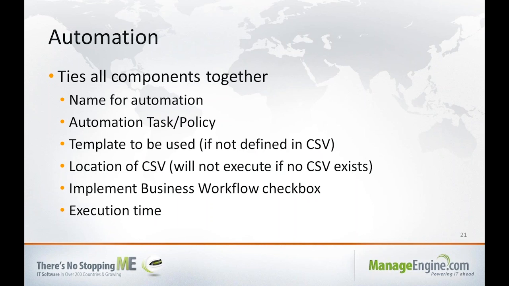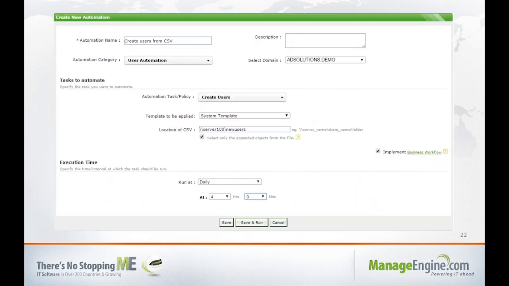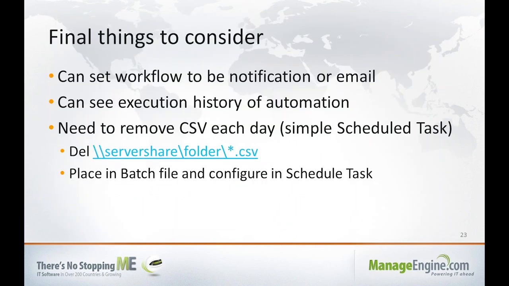There could be a glitch with the saving. I just want to give it a little bit of lag time to make sure that the automation can work after the CSV is created. And this is, again, just a screen capture of what we set up for the automation. Okay? Final things to consider. The workflow can be a notification or an email. All right? I showed you that. We're going to be able to see a history of the automation. That's how we're going to prove in a minute or two that this thing worked.